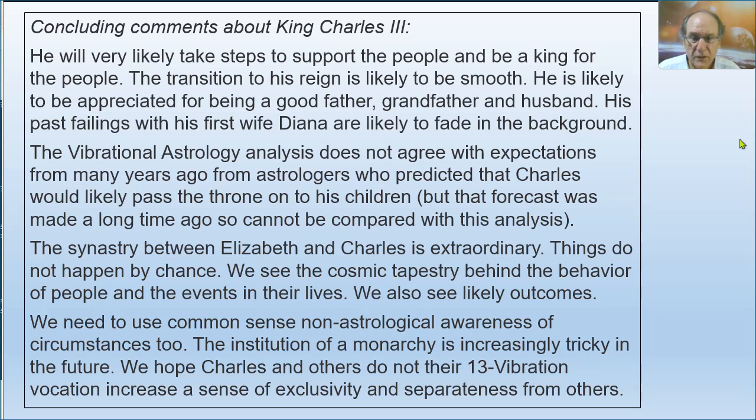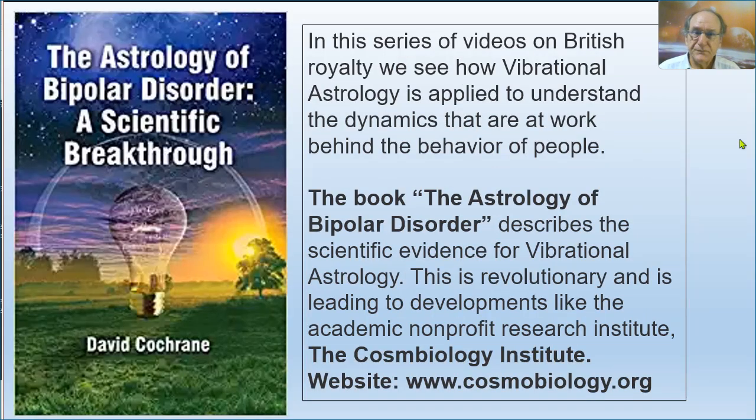And we also need to use, reading the last paragraph here, common sense, non-astrological awareness of circumstances. And I emphasize the institution of a monarchy is increasingly tricky in the future. And we hope that Charles and others do not let their 13 vibration vocation increase a sense of exclusivity and separateness from others. And as you know, I'm confident that will not happen. I just hope it happens quickly and that he fully brings out his strong 9 vibration qualities, and he doesn't let his advisors and other people talk him out of it.